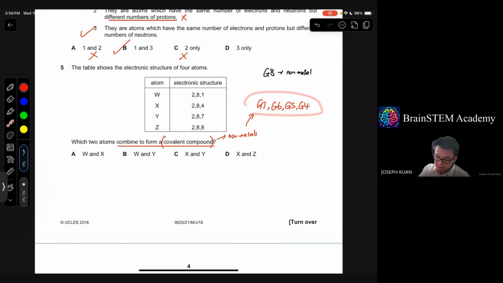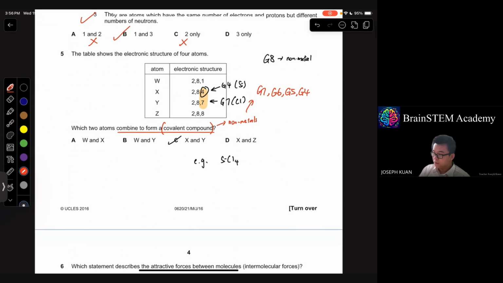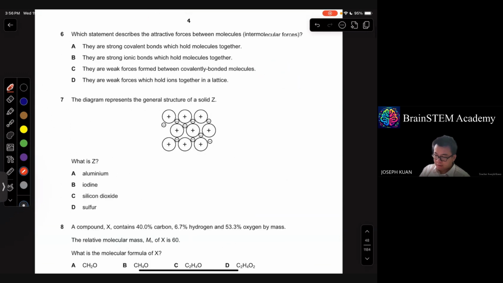So our answer here is X and Y, which you can see from their valence electrons. X has 4 valence electrons, which means that it's in group 4. It's our silicon atom. And Y, which is our group 7 atom, is a chlorine atom. Right, so X and Y. Example is our silicon tetrachloride, which is a simple covalent molecule. Moving on, number 6. Which statement describes the attractive forces between molecules? Now, these are weak intermolecular forces formed between molecules. So C.